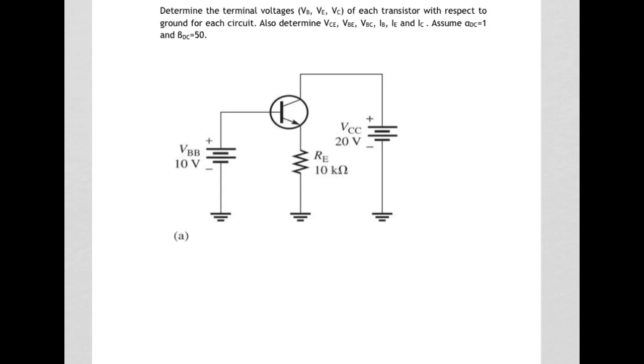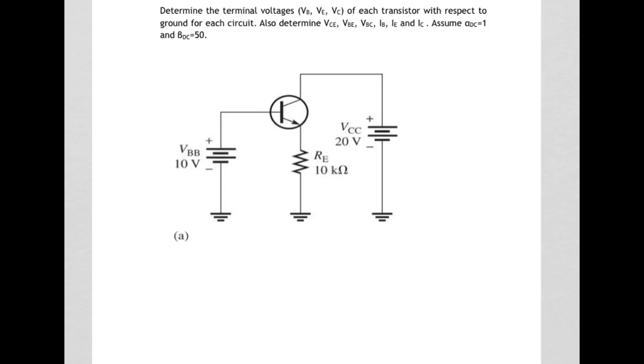So determine the terminal voltages VB, VE, VC of each transistor with respect to ground for each circuit. Also determine VCE, VBE, VBC, IB, IE, and IC. Assume alpha DC is 1 and beta DC is 50. Okay, so what do we know?